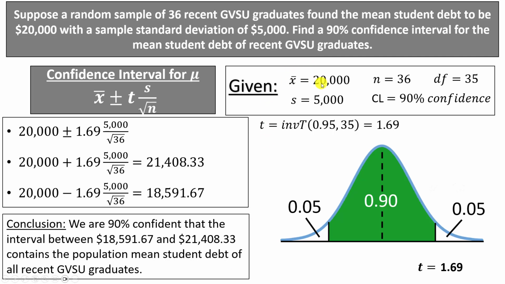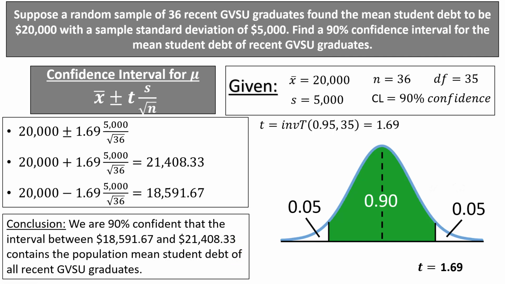Now, we know that our sample mean is probably not perfect. It's probably a little bit off from whatever the true population mean is. So that's why we call this the point estimate for the population mean. What we end up doing is we take that sample mean and we add and subtract a margin of error made up by the t-score multiplied by the standard deviation over the square root of n, and that's going to bring us to a lower and upper bound to which we can be 90% confident that the true population mean falls between. In this case, we don't really know what the true population mean student debt is, but we can be 90% sure that the true value falls somewhere between $18,591.67 and $21,408.33.